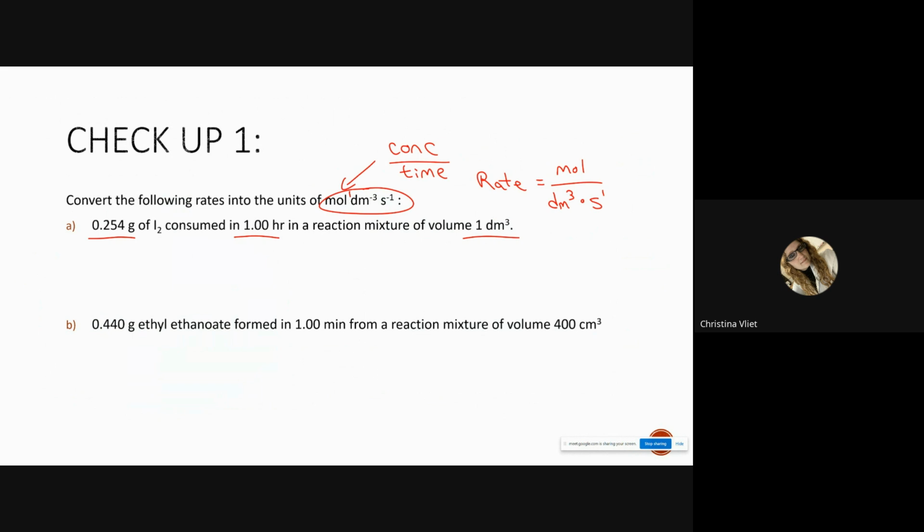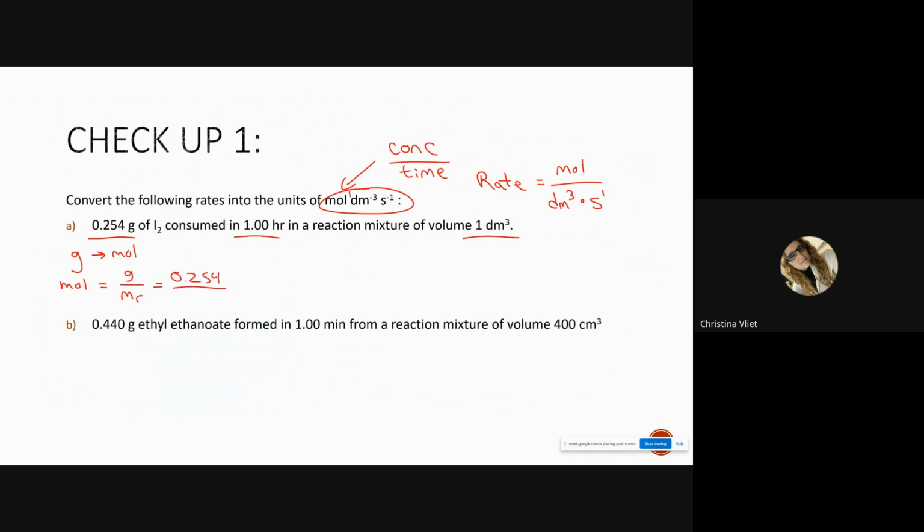What's the first thing I'm given? Grams of iodine. Is that right? No. What does it need to be in? What do you think of these 3 things I need to change grams to? Grams should be changed to moles. We have to do that. So before we can find the rate, we first have to get the right units. How do I change grams to moles? Perfect, moles is grams divided by Mr.